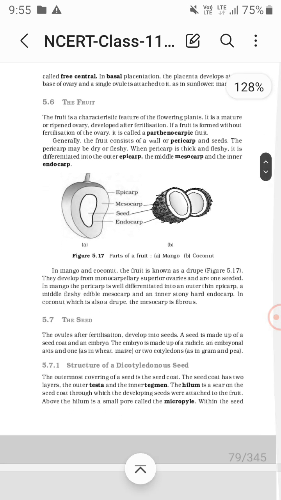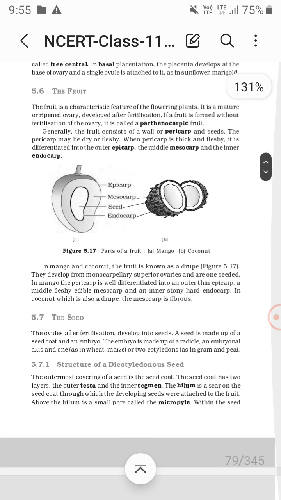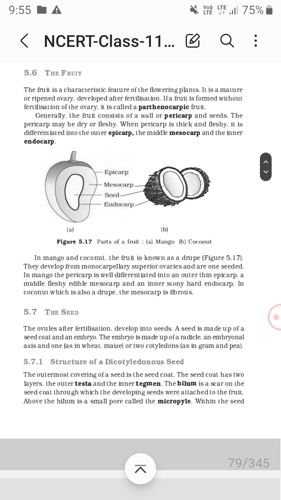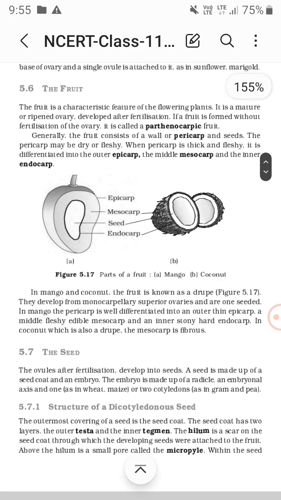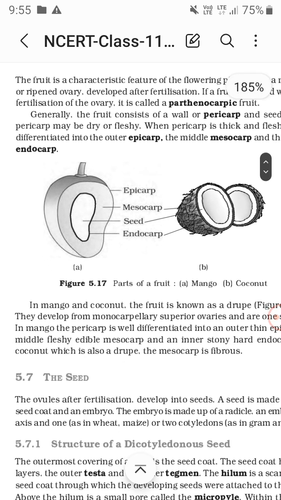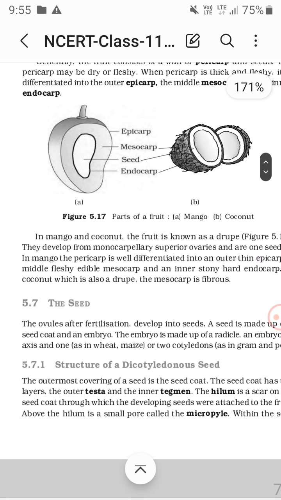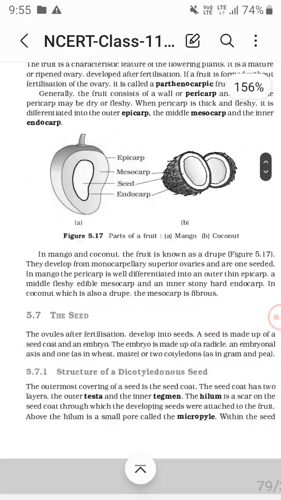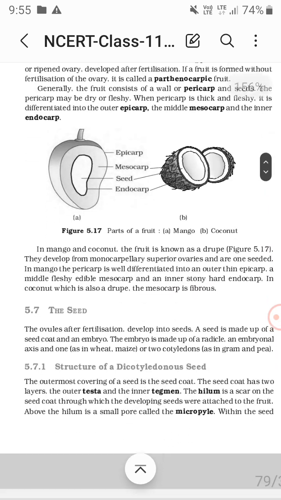Now fruits, there are parthenocarpic fruits, and the pericarp, that is the wall of the fruit. Then it can be epicarp, mesocarp, endocarp. You see parts of a fruit: mango, coconut, showing outside epicarp, then mesocarp, seed, and endocarp. And epicarp is absent in coconut. These are drupe fruits, coconut and mango.